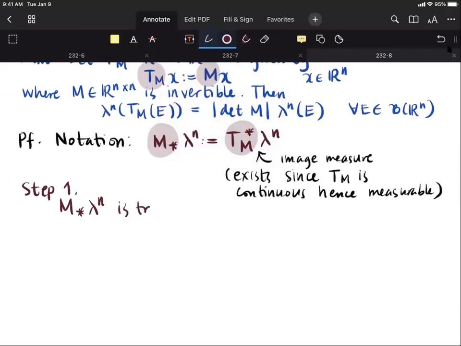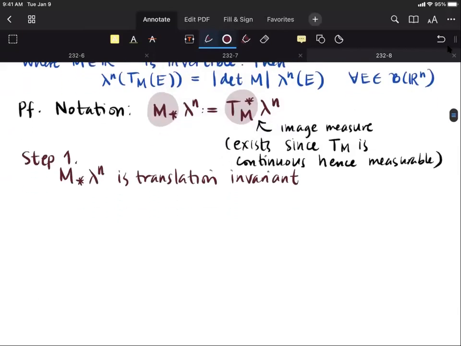So this is translation invariant. So for the proof of this step, let us take a Borel set E in Rn and x in Rn. We show that.